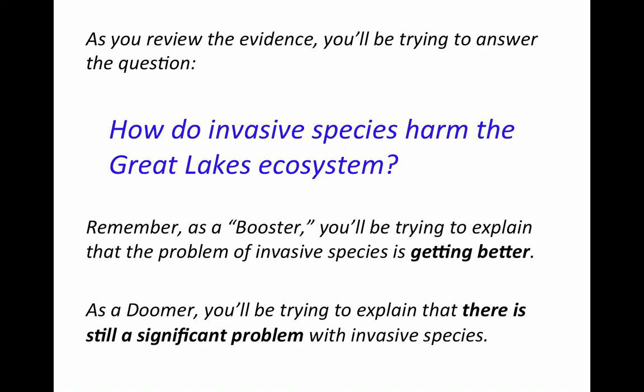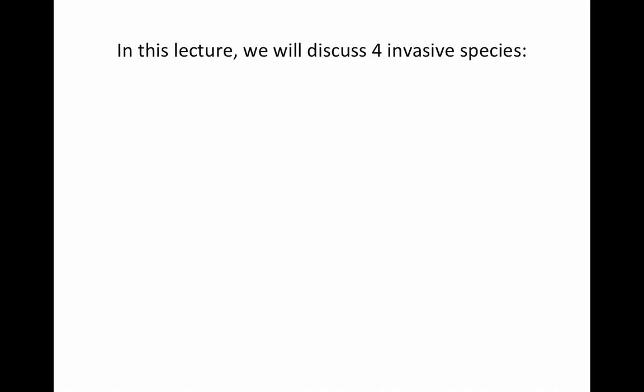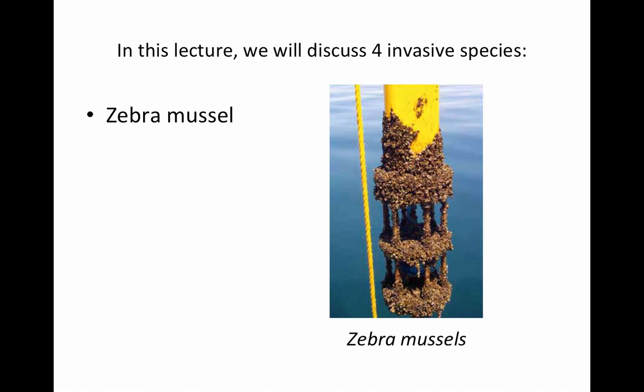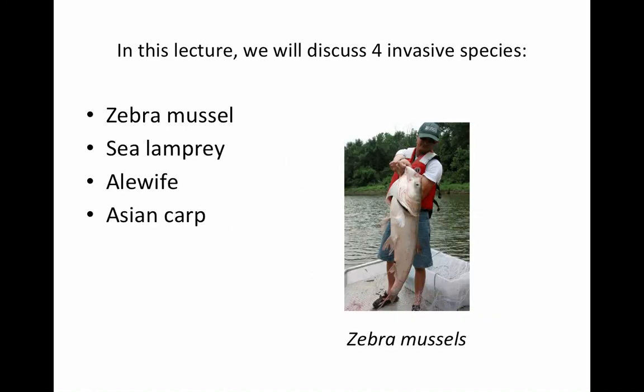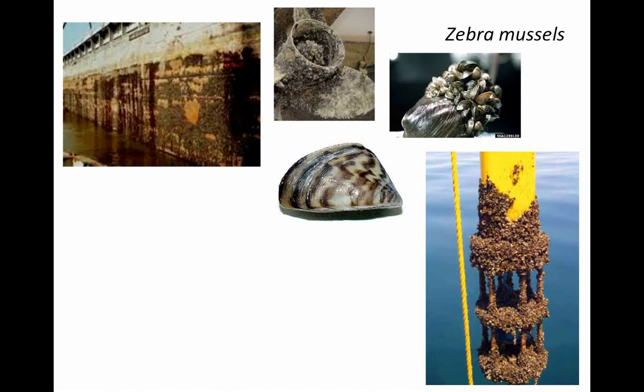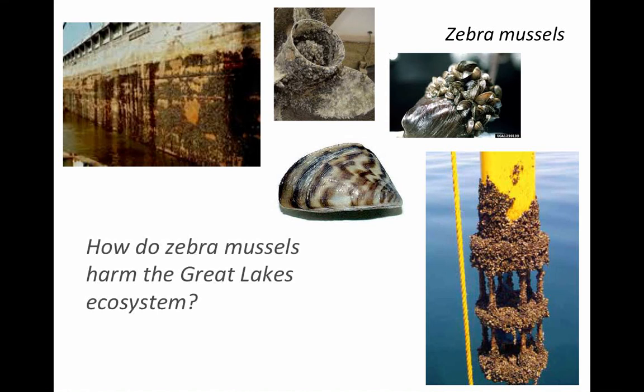Before you begin your classwork, it will be helpful to have some additional information. In this lecture, we will discuss 4 invasive species: the zebra mussel, the sea lamprey, the alewife, and the Asian carp. First, the zebra mussel. Zebra mussels are tiny little sea creatures that live in tiny shells. They arrive to the Great Lakes by attaching onto the bottom of ships and being in the ballast water of the ships. So we want to know, how do zebra mussels harm the Great Lakes ecosystem?